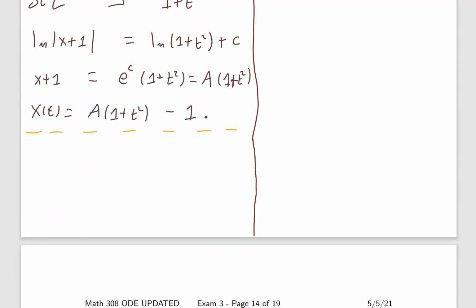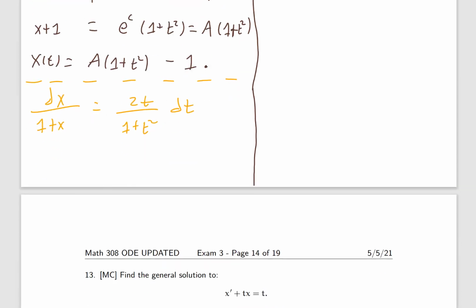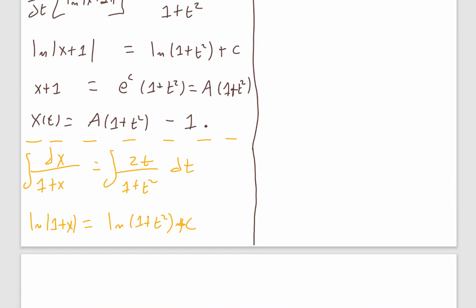And so what you end up with is dx over 1 plus x is equal to 2t over 1 plus t squared dt. And now we just say, well, we'll take the antiderivative of both sides. And on the left-hand side, you're going to get the natural log of the absolute value of 1 plus x. And on the right-hand side, you're going to get the natural log of the absolute value of 1 plus t squared, okay, plus a constant. And that puts us right back in this situation here, okay? And now we'll just solve for x like we did above, okay?